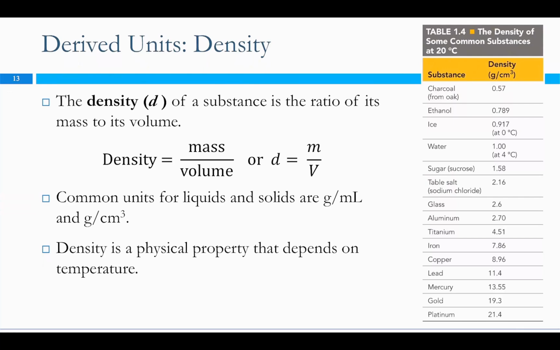A lot of the time, it's going to be in units of grams per milliliter. Oh, hey, that kind of worked that time. Or grams per centimeter cubed. Density is a physical property that depends on temperature, and the dependence on temperature varies a lot. A lot of times, for the purposes of this class, we are going to assume that the density really doesn't change. But you can see on this table, which comes out of the book, this is the density for each of these things at 20 degrees C.